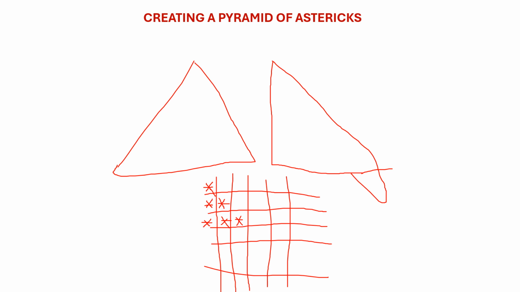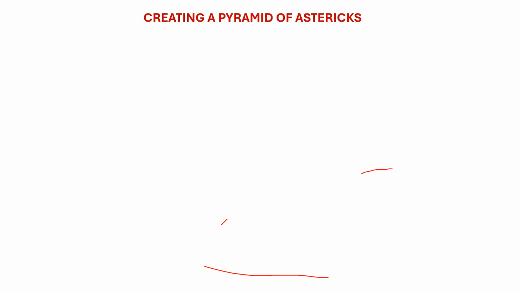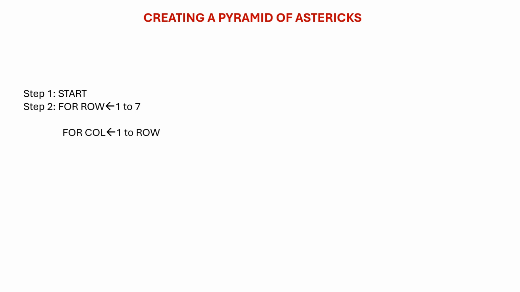So now that we are clear about the concept of pyramids and how to make up the asterisks, we move on to forming the algorithm. We start off with start. The outer loop will be the row, which is from 1 to 7, and the inner loop will be the column, which is from 1 to the value of the row, whatever the outer loop value is. And every time it is going to start running from column 1 until the value of that particular row we are working within.